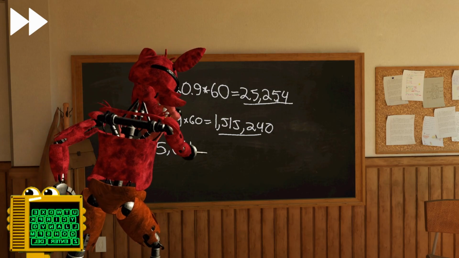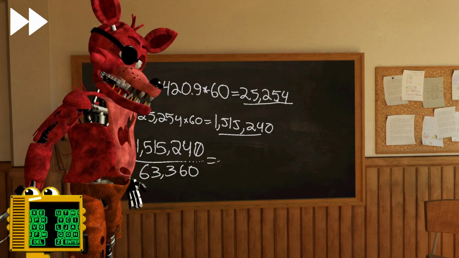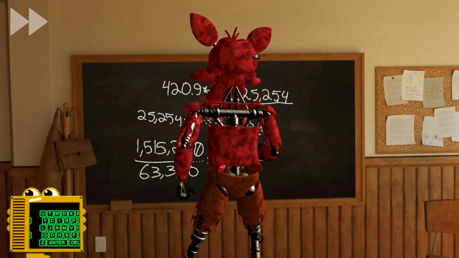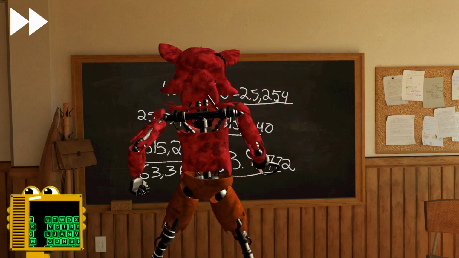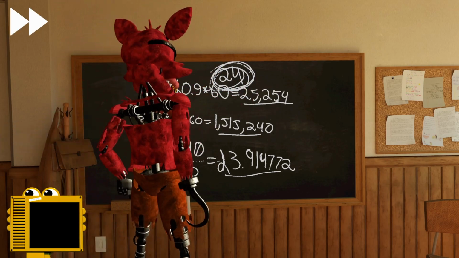Now that we have time set to hours, we need to get inches into miles. This is easily done by dividing this number by how many inches are in 1 mile, which is 63,360 inches. Thus 1,515,240 divided by 63,360 gives us the final number of 23.914772 miles per hour. Or just to make things simpler, 24 miles per hour.